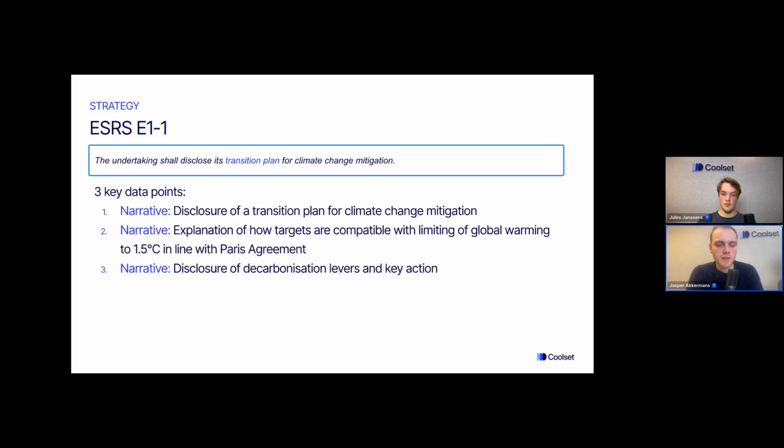For companies that are interested in finding more about transition plans, have a look at SBTI, the Science Based Targets Initiative. They basically have a framework for aligning your company's environmental goals with the 1.5 degree climate change limit. So have a look there, or reach out to us after, and we'll be happy to share more information with you. Third data point that I want to talk about is a narrative data point, where you look at a disclosure of decarbonization levers and key actions. So this is really just a kind of an action plan on what you're going to do to drive decarbonization within your company. So all of these fall under ESRS E1.